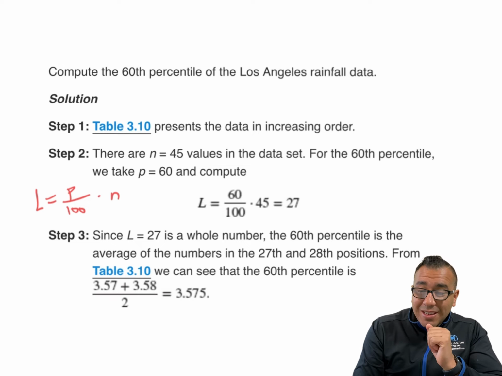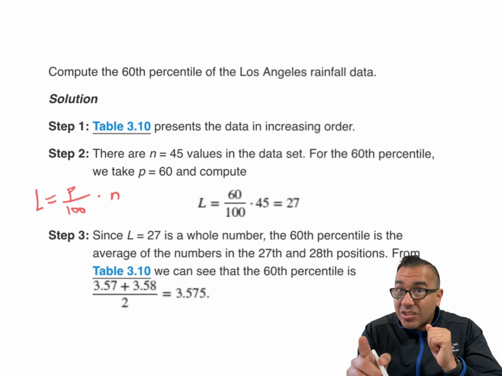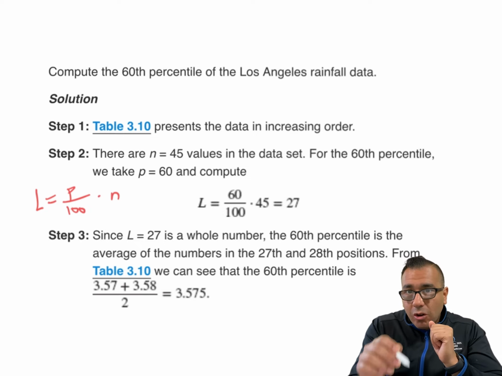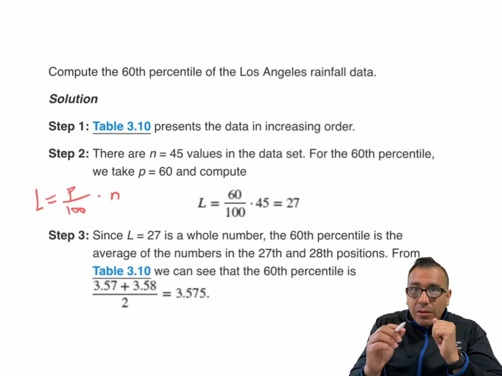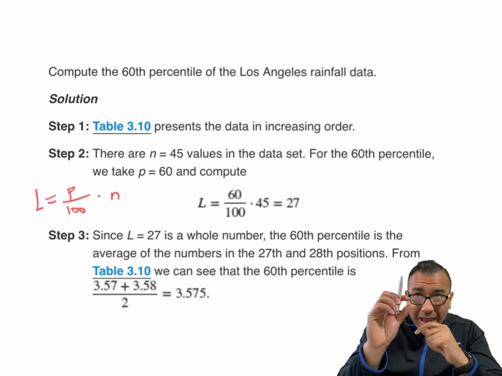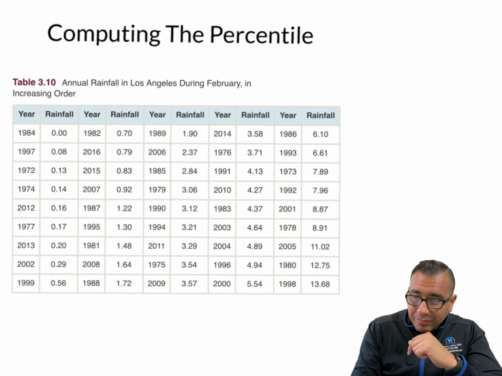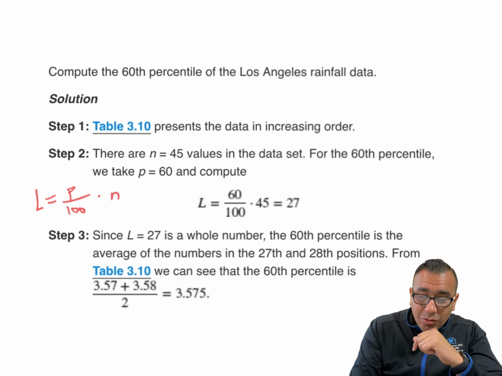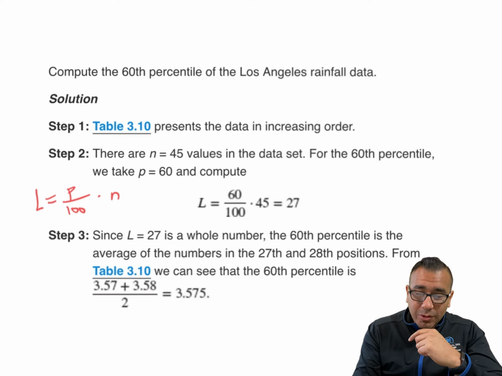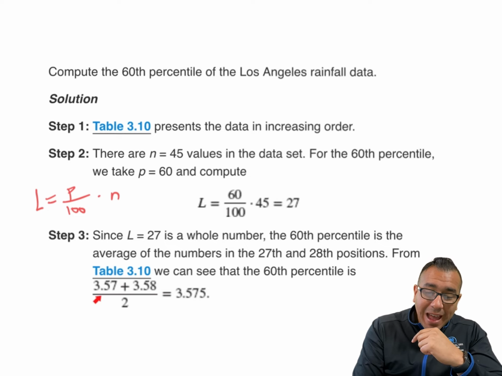When your answer is a whole number, for this 60th percentile that we're interested in, you grab the 27th location and the location right after that, which is the 28th location. If I go back to my list on my calculator, I would ask what number is sitting in the 27th spot and what number is sitting in the 28th spot. Going back to my table, I see the two numbers in the 27th and 28th spots are these two numbers right here. I average those two numbers: I add them up and divide by 2. And this, my friends, is the 60th percentile.